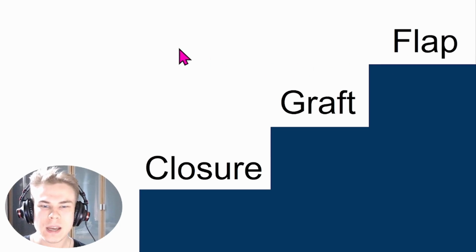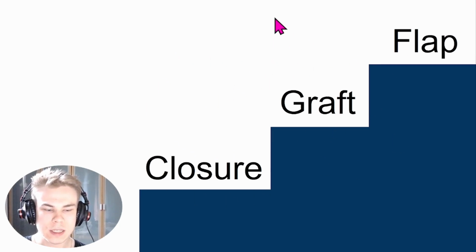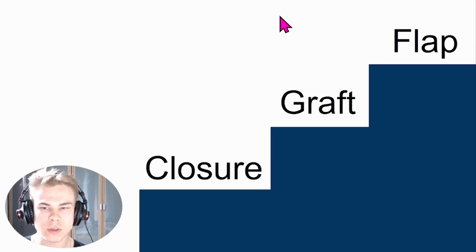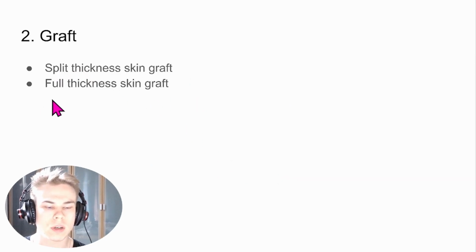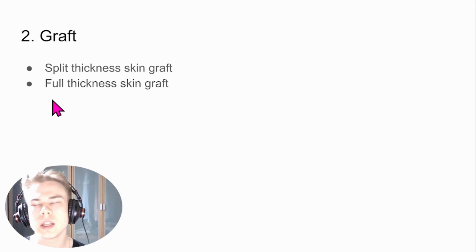And now we've covered closure, let's move on to grafts. So a graft is a piece of tissue that relies on the blood supply of the site of implantation, whereas a closure technique is where the wound is managed without bringing any sort of extra tissue into the game. So we're going to talk about two different types of grafts, split thickness skin grafts and full thickness skin grafts. You could graft a lot of different tissues.